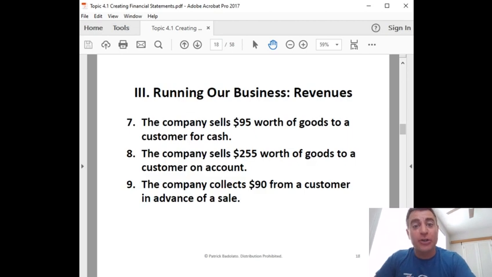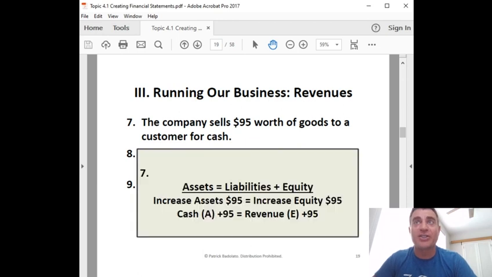I want to jump to our third section, and there are going to be 9 transactions here. We talk about running our business. Here, I'm going to focus on revenues, just to cover this idea first. And I want to emphasize what we're doing here with the revenue transaction. So let's jump into transaction 7. Transaction 7, let's start with the easiest possible, though actually extremely rare, transaction. We're probably not going to see that often once we really flesh it all out.